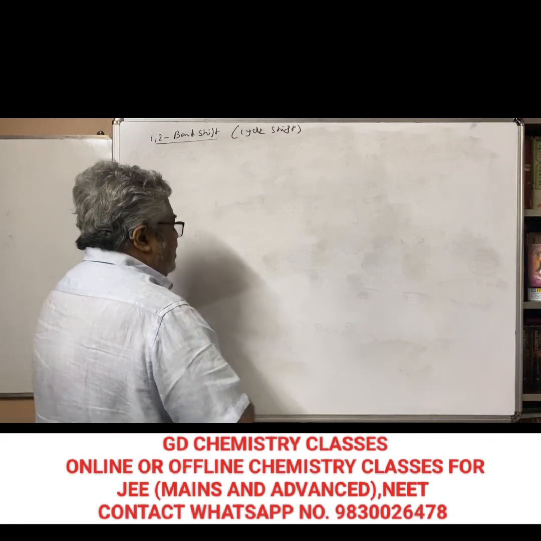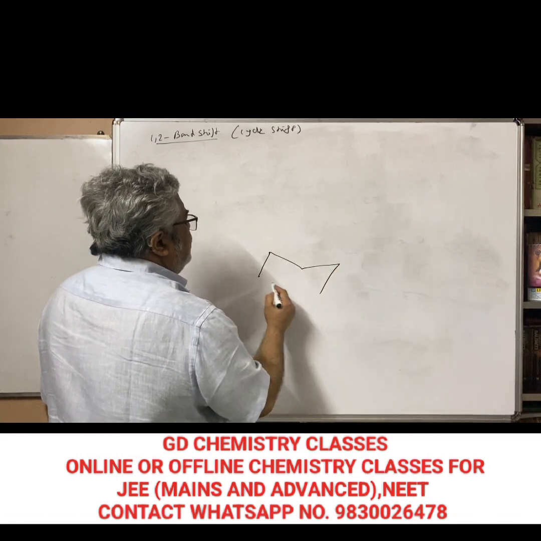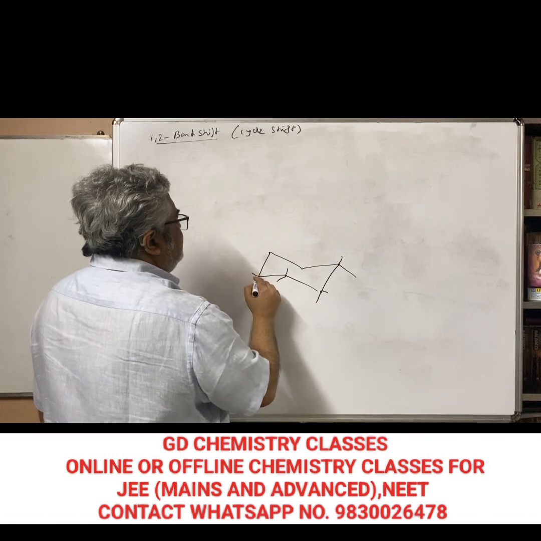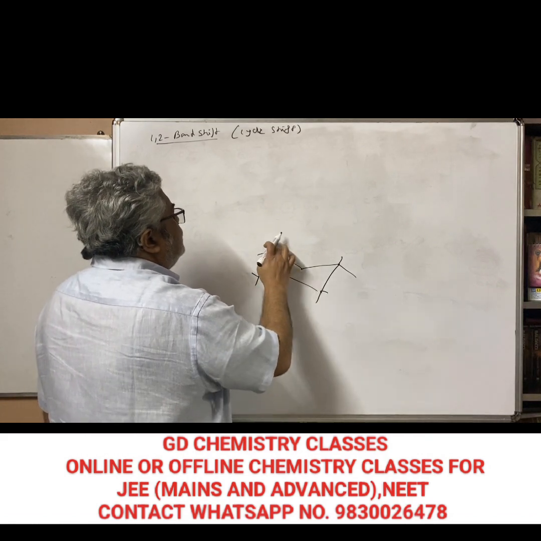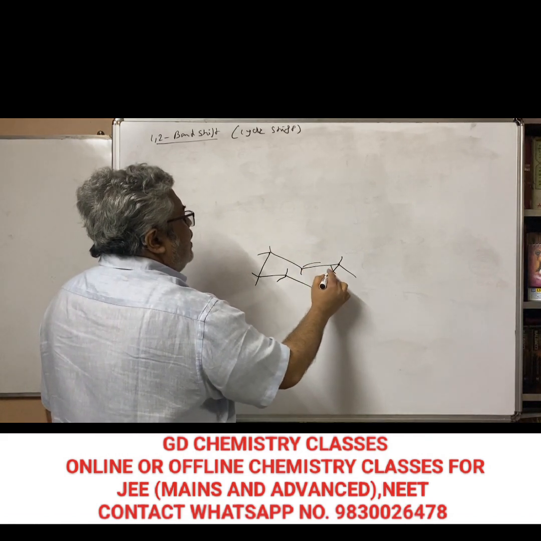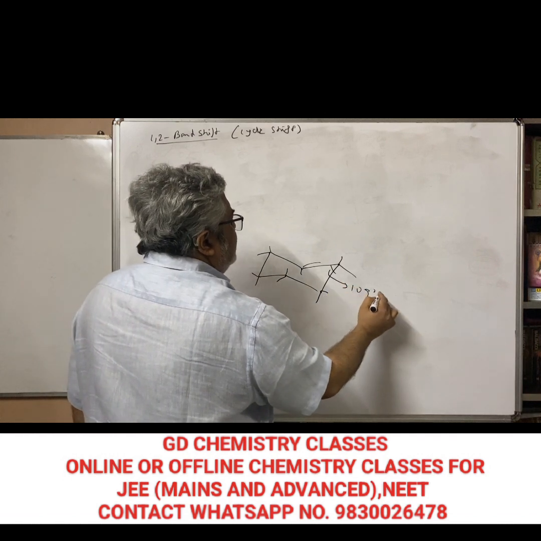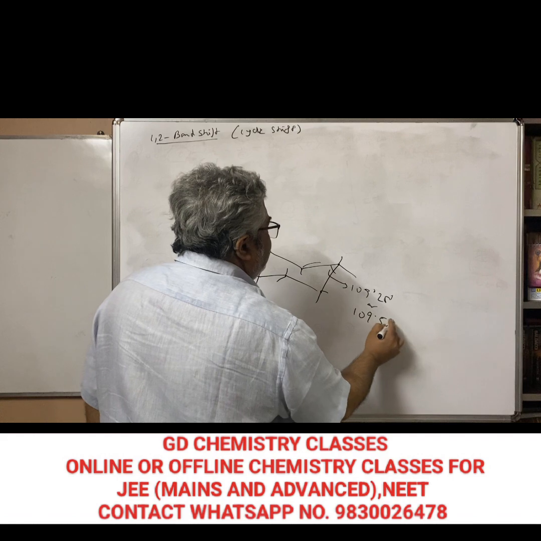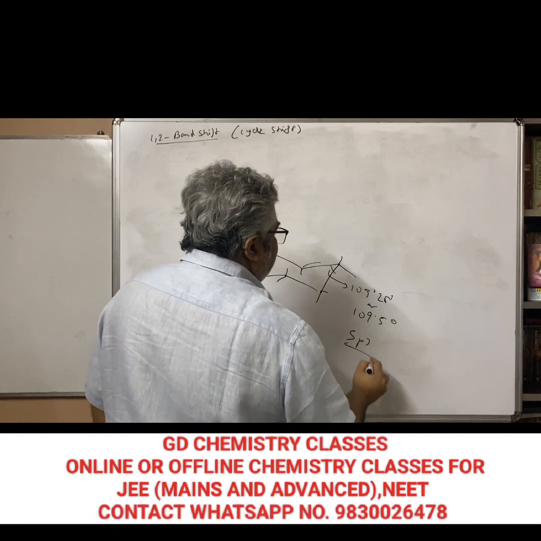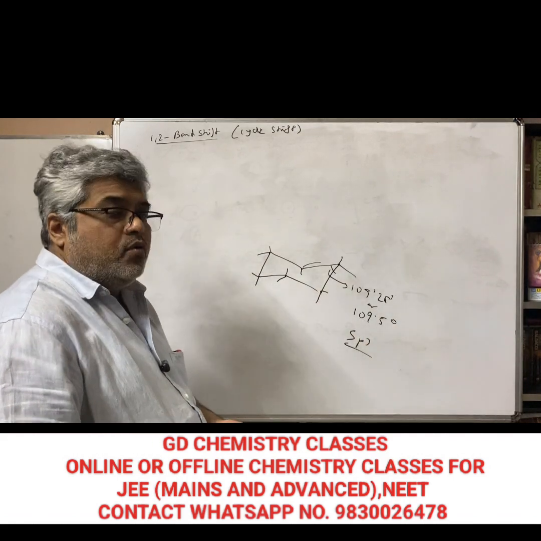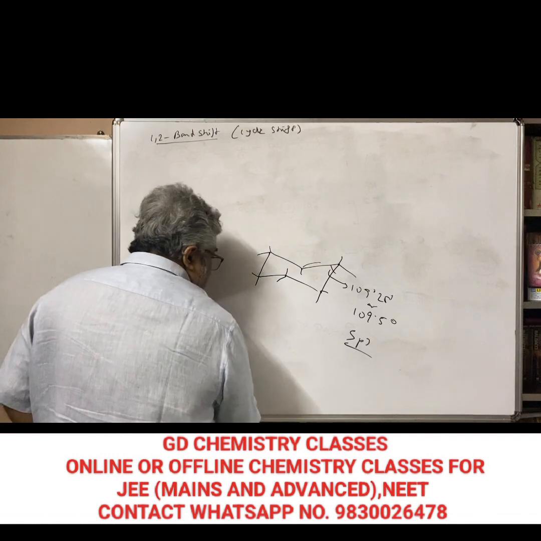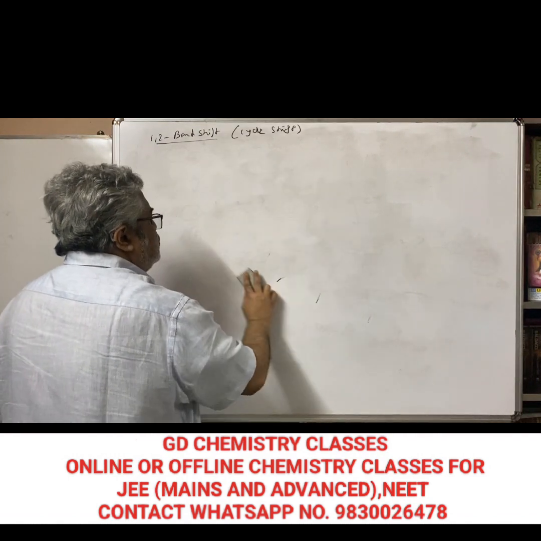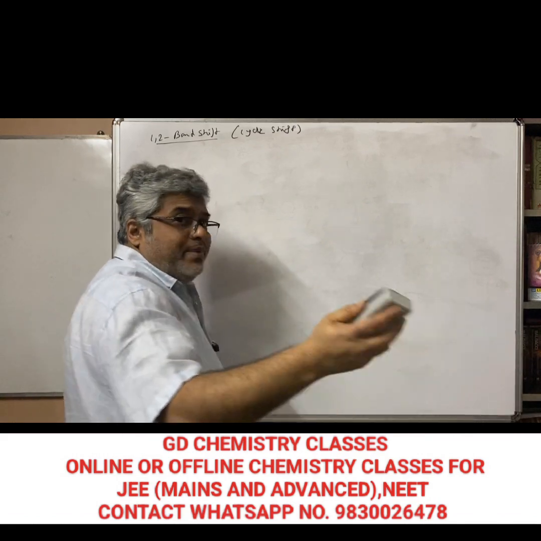We know the 6 member ring exists in the chair form where it's like this, where this bond angle is actually 109 degree 28 minutes, or 109.5 degree, which is the sp3 tetrahedral bond angle. So there is no angle strain in the 6 member ring or cyclohexane. That's why the 6 member ring is most stable, and so on. So that's one. This is one fallacy of Baeyer strain theory.